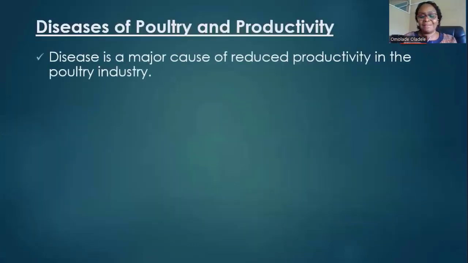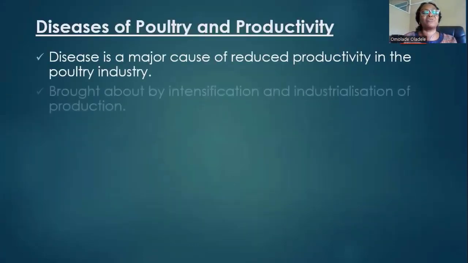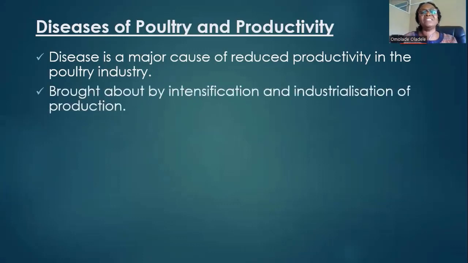Now, let's look at that more in detail with regards to productivity. Disease is a major cause of reduced productivity, as I explained. The birds will not be able to gain weight as they should. They will not produce eggs as they should. They may be delayed in doing all of this activity. The farmer is not able to make enough profit as targeted, and this is not very good.